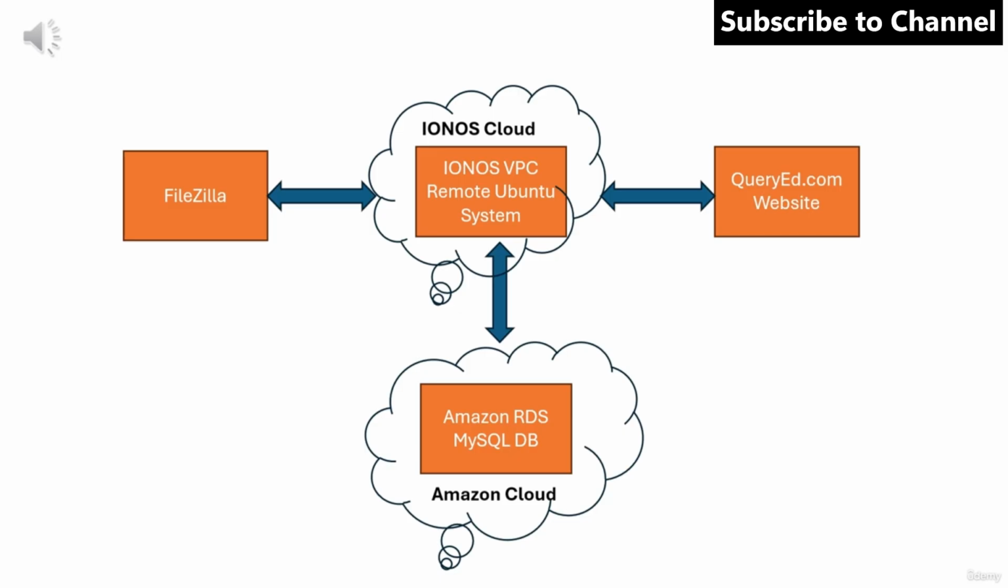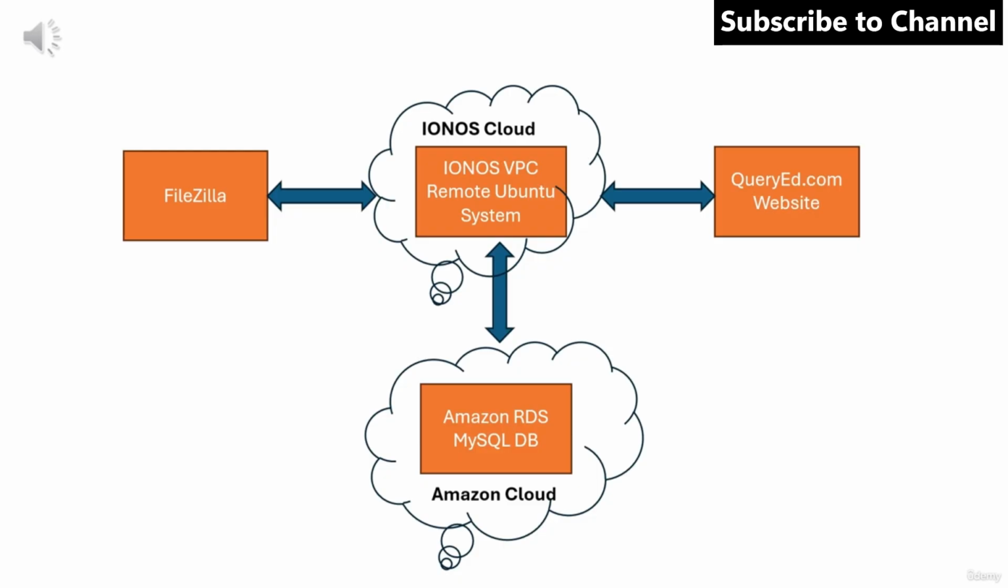That is your website. That is a .war file, which is a web application, and I use FileZilla to upload that file onto the Ionos cloud. In Ionos cloud I have a remote computer which is an Ubuntu system, a virtual private computer, and in this remote Ubuntu system I just upload this .war file in the webapps folder, which I showed last time.